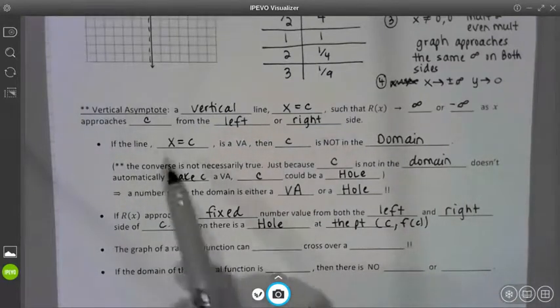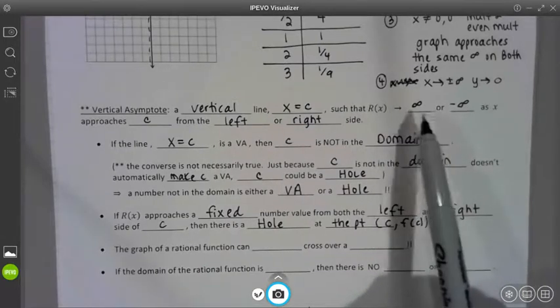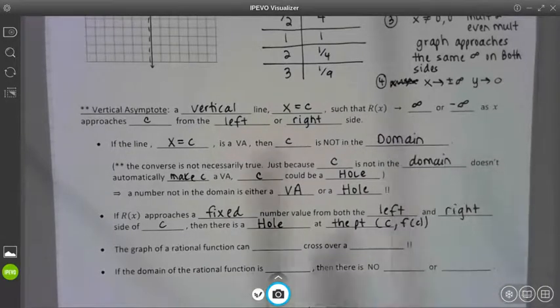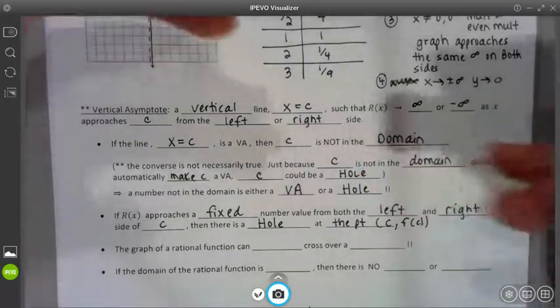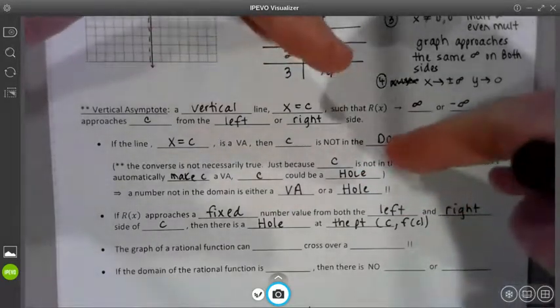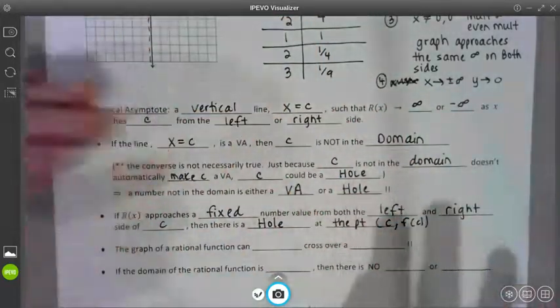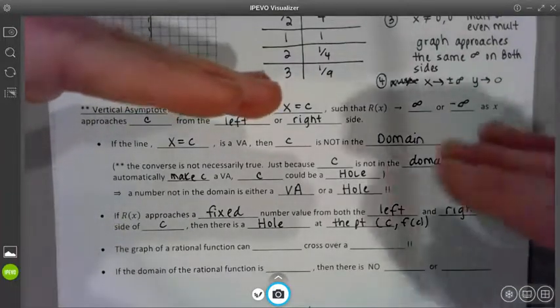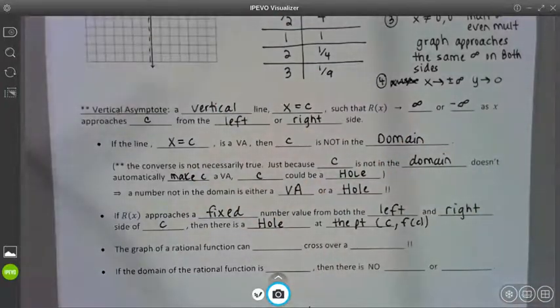If you're going to get a VA at x equals c, well, then when you approach that c value from the left or right side, the graph will shoot off to infinity or negative infinity. If it's going to be a hole, as you approach that value of c from the left or right side, then it's going to approach a fixed number value. Like if you approach it from the left and right side, and they're getting closer and closer to becoming the y value 3, that means it's a hole. If it's going to be a VA, as you approach c from the left and right side, you're approaching these infinities, not some fixed number, then it's going to be a vertical asymptote.